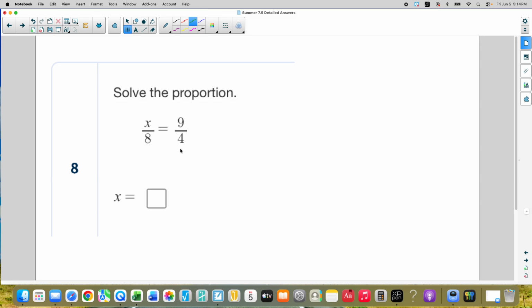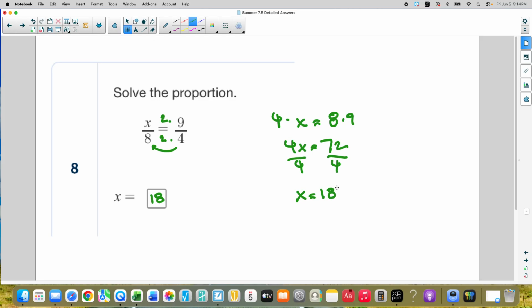Okay, solve the proportion. So we go from the known, where we know both, to the unknown. So 4 times what is 8 is times 2. So that's going to be 18. You also could have done 4 times x equals 8 times 9. 4x equals 72. Divide by 4. And you get x equals 18.